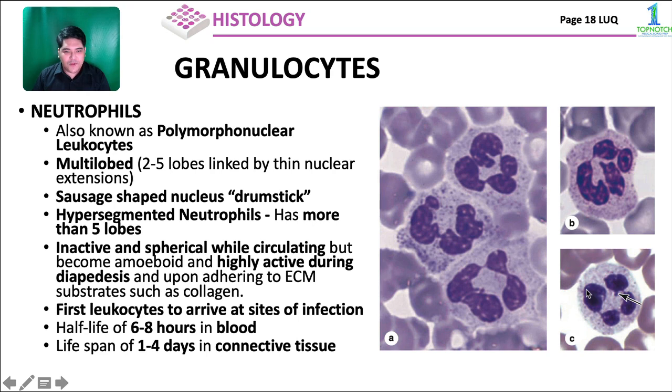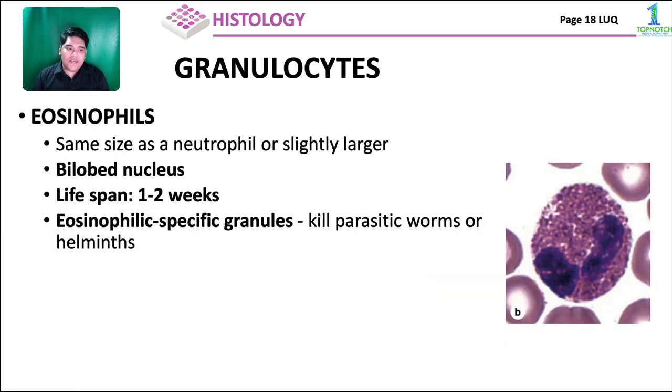Usually this is the first leukocyte that is present at the site of infection or inflammation. Their half-life is 6 to 8 hours in the blood, but their lifespan is 1 to 4 days once they are in the connective tissue. Next is your eosinophil. Going back, neutrophil means bacterial infection.